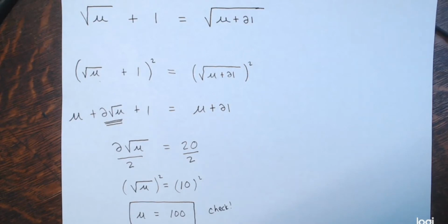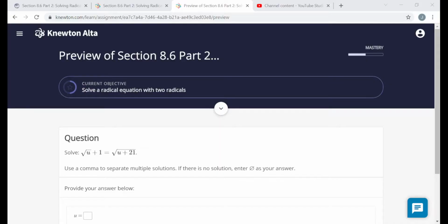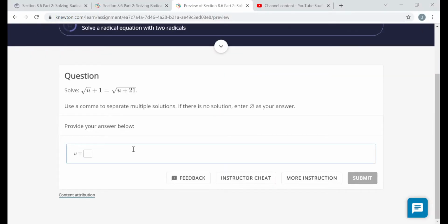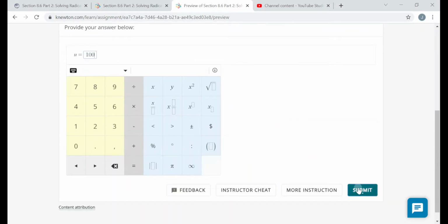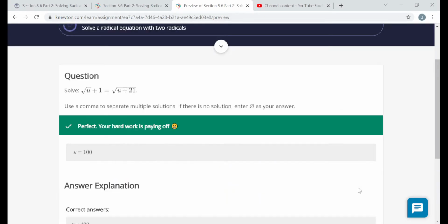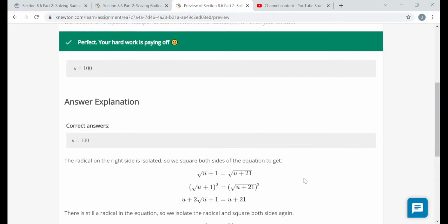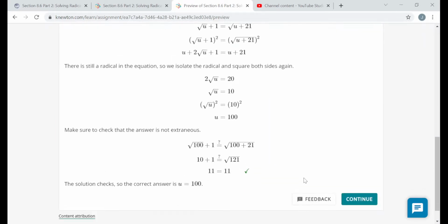Alright, pretty simple one there. Only one number to check. Alright, so 100. Great. Again, please read through the answer explanations.